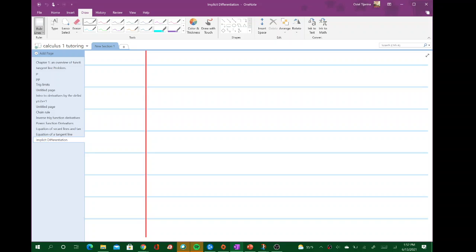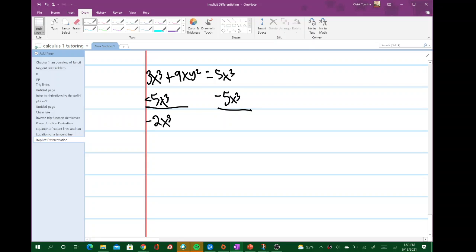Let's say we had 3x cubed plus 9xy squared equals 5x cubed. Right? Now, of course, if you want, you can subtract 5x cubed on both sides. Doing that is going to give you negative 2x cubed plus 9xy squared equals 0.